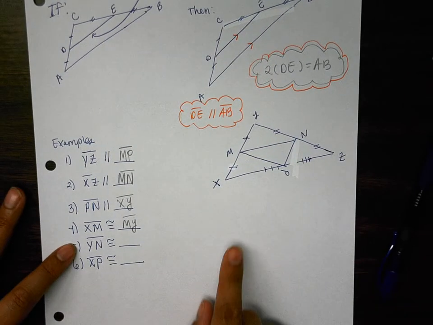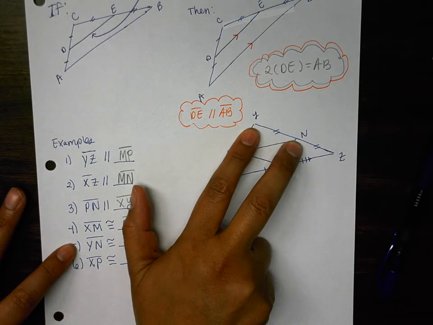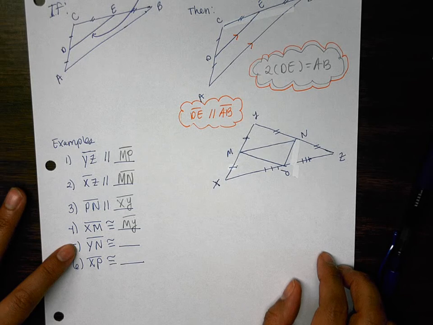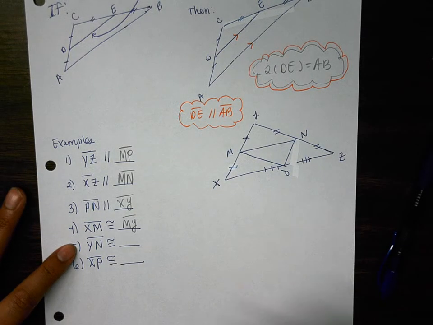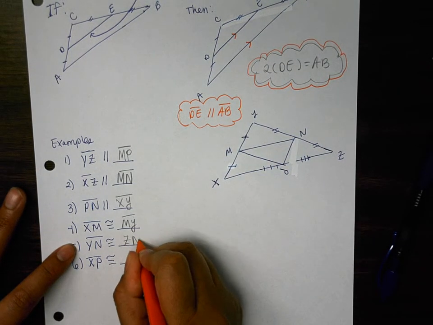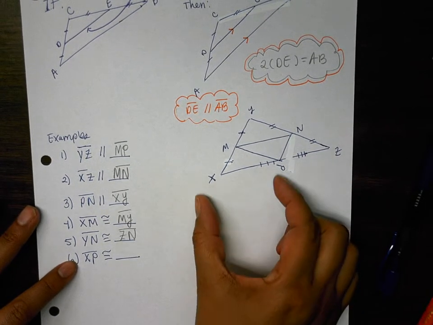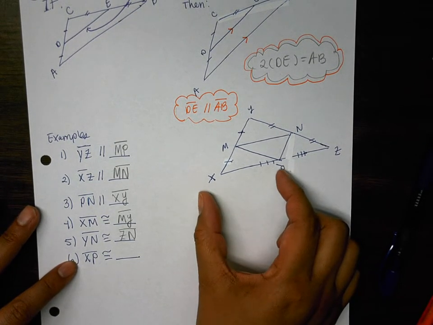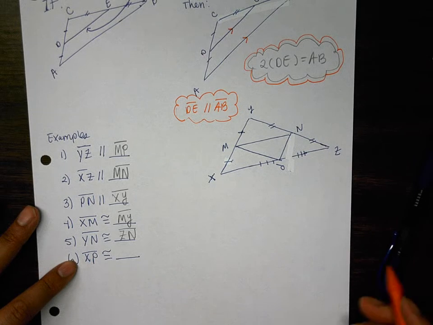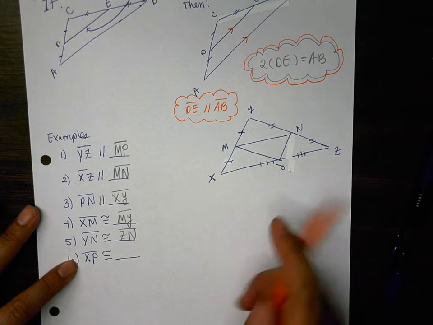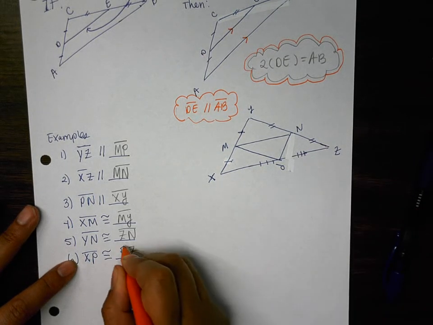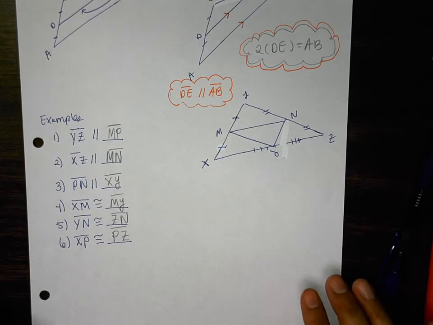I'm going to go off the congruent statements. So YN has two tick markings. What is YN congruent to? NZ or ZN. How you write it is up to you. They're both correct. And XP. XP has three tick marks. What is XP congruent to? PZ. Sounds like a rapper.